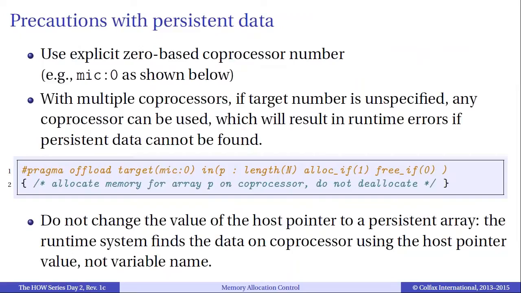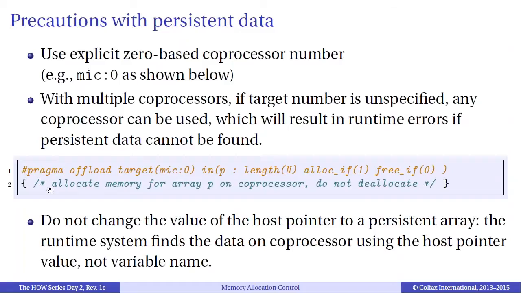With persistent data, often the practical story is that people start doing that and then they have runtime errors and they're trying to figure out what happened. One common error is forgetting to specify the coprocessor number when you have multiple coprocessors. As I mentioned earlier, if you just have target mic and you don't have target mic 0, then at runtime the system will alternate between the coprocessors that it uses. So you might allocate a buffer on Xeon Phi 0, and then you will try to reuse it on Xeon Phi number 1. This is not going to work.